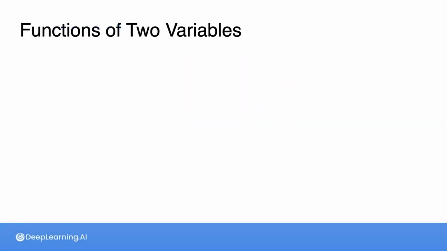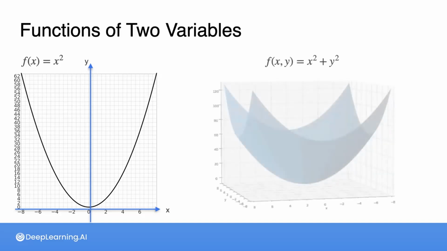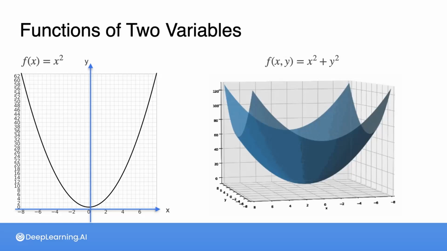So in this video, I'm going to show you something very interesting. The gradient is pretty useful to minimize functions of 2 or more variables in the same way as the derivative was useful to minimize functions of 1 variable. So let's go back to a function of 1 variable, this parabola f of x equals x squared. And now let's look at the function we've been studying in 2 variables, which is f of x, y equals x squared plus y squared.